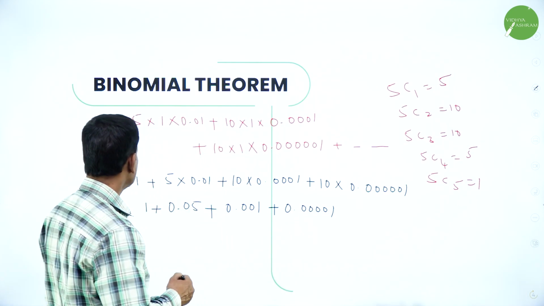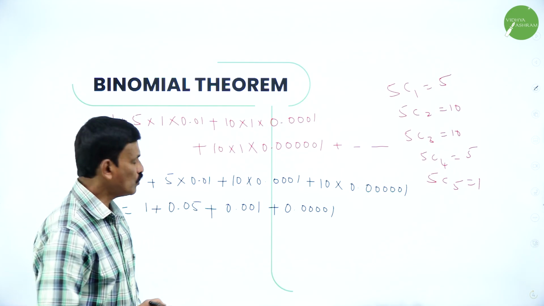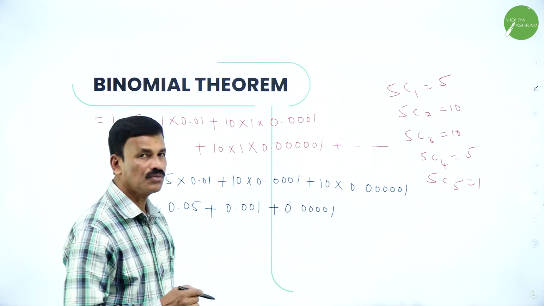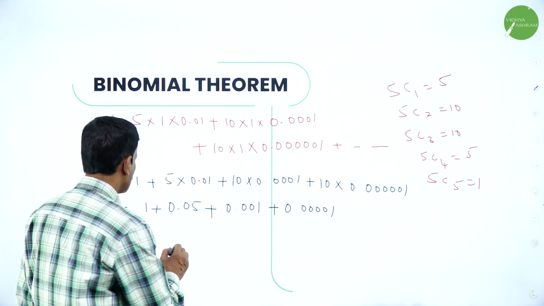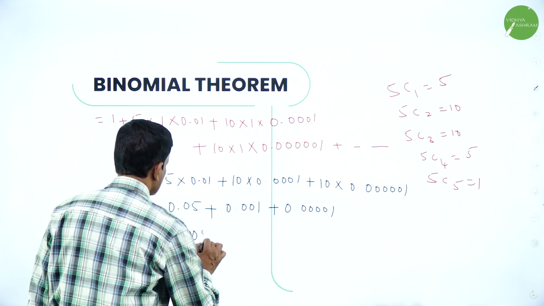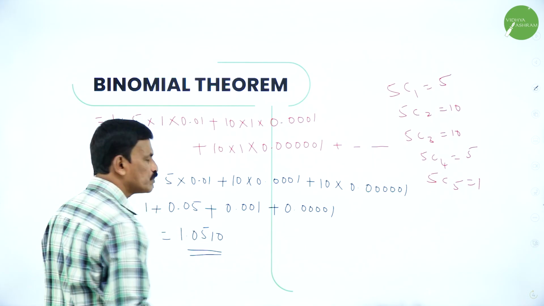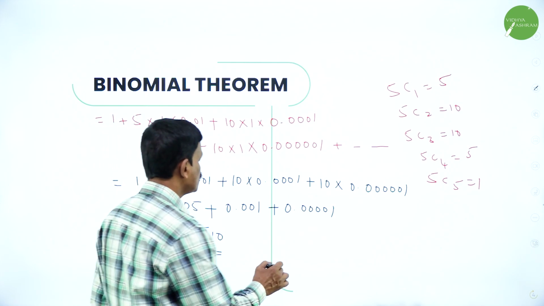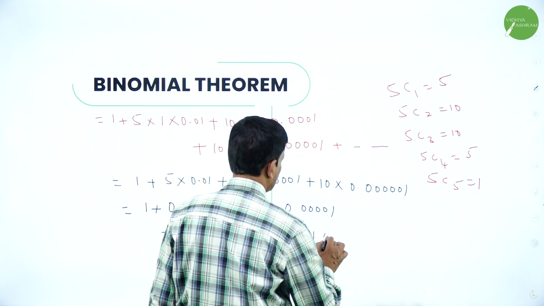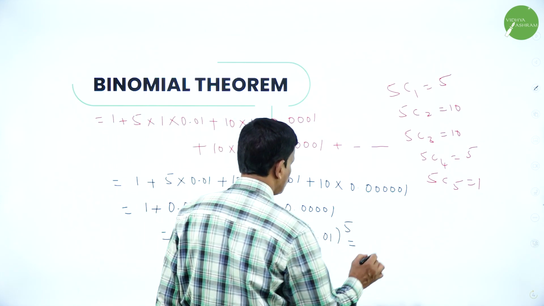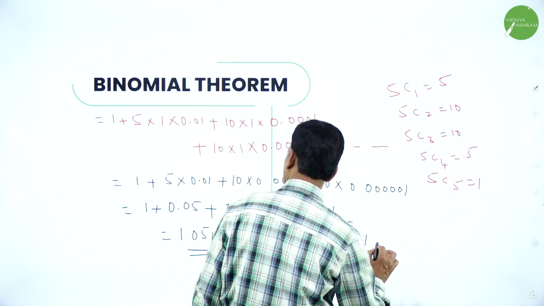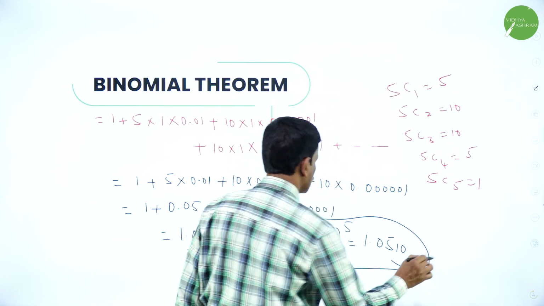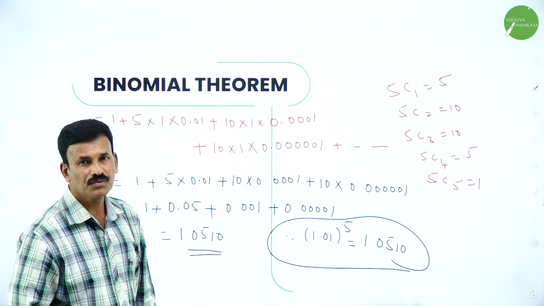Now simplify this. So if you add this, what you will get? 1 plus 0.05 plus 0.001 plus 0.0001 is equal to 1.0510 up to 4 decimal places. So the required answer is therefore 1.01 to the power of 5 up to 4 decimal places is 1.0510. That's it. So if you solve this much, you will get 4 marks.